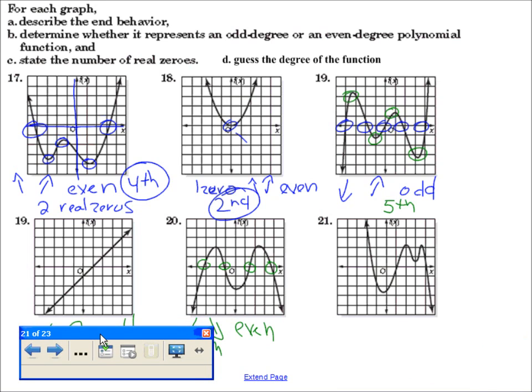This last one here has end behavior up, down, so that's obviously odd. Leading coefficient's negative. There are 1, 2, 3 zeros, but there are 1, 2, 3, 4 turning points. So I'm going to guess 5th degree. And what we see up here is that this little wiggle that never crosses the x-axis is a pair of imaginary zeros.